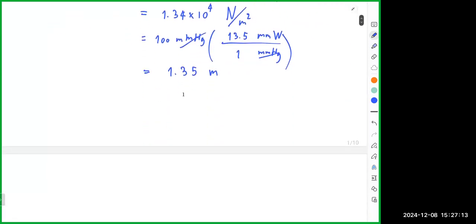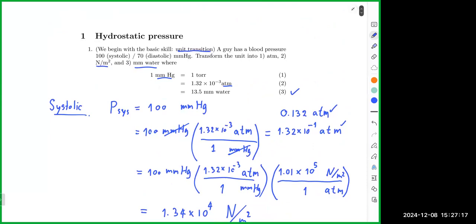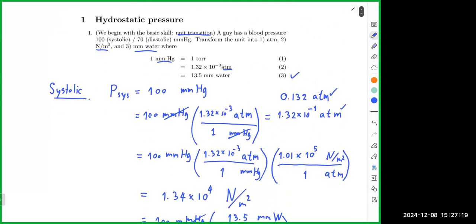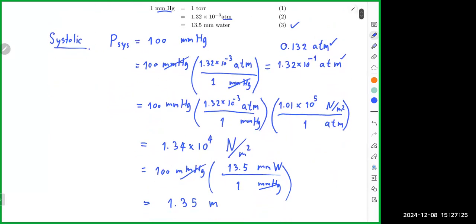For the next one. Oh, sorry. I will not do the pressure for diastolic because it just changes the number 100 to 70. You just try it. Just change this number, this number, this number, this number. That's it. It follows the same method.